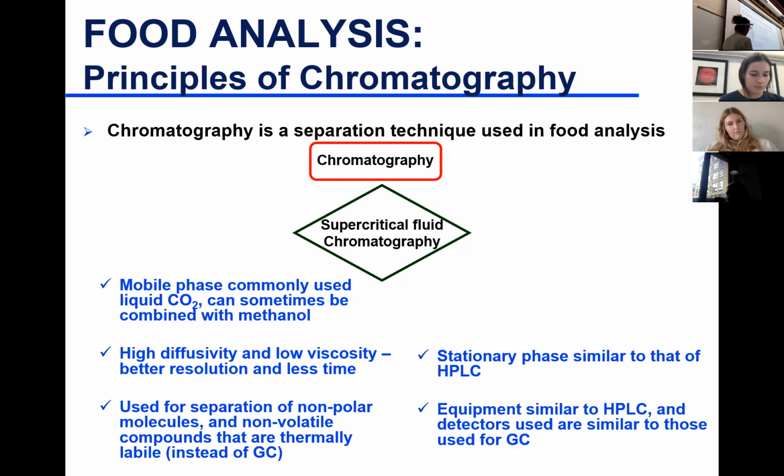The stationary phases usually are similar to those in high performance liquid chromatography, which we'll talk about later on. The equipment is similar to HPLC, but specifically the detectors are similar to those used for GC. Gary is going to go over the different detectors used with GC. A couple of common ones are FID, flame ionization detector, and thermal conductivity detector. These are common GC detectors, but there are many others that Gary will talk about when he covers his GC lectures.